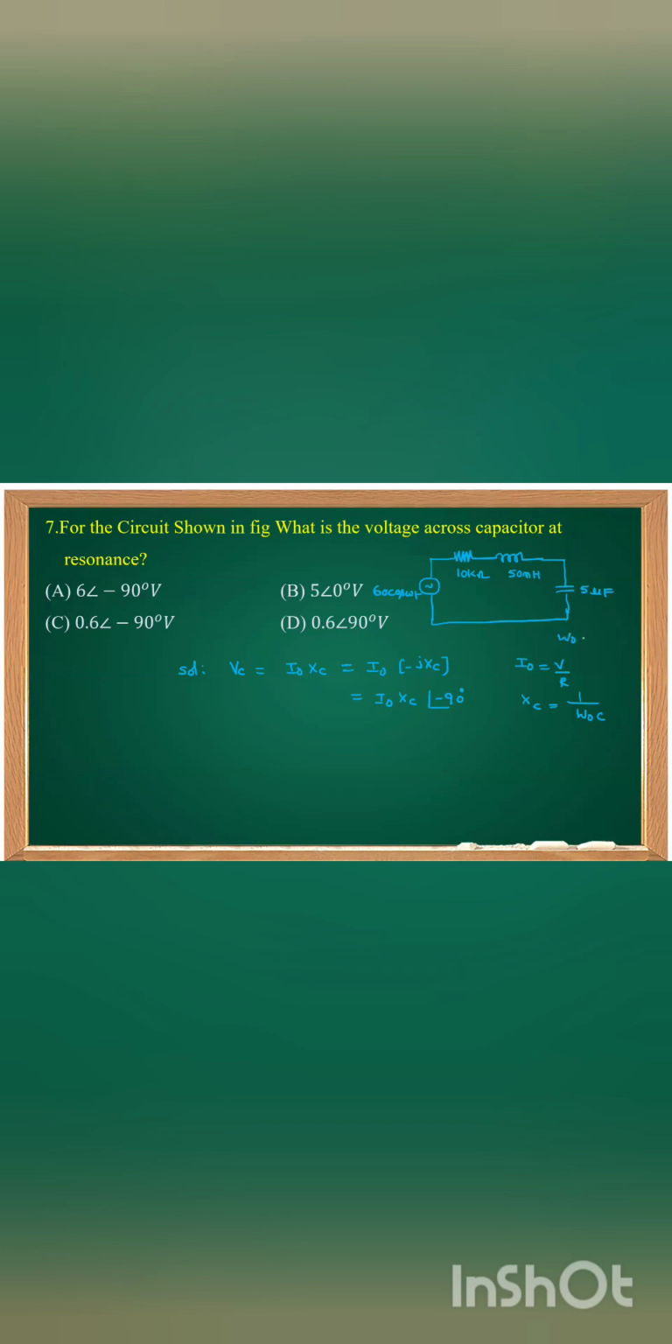Apply omega naught equal to 1 by root LC. Then you substitute the Xc value here. Calculate omega naught as 1 by root LC, substitute the Xc value, and calculate Vc. Then you can get option C.